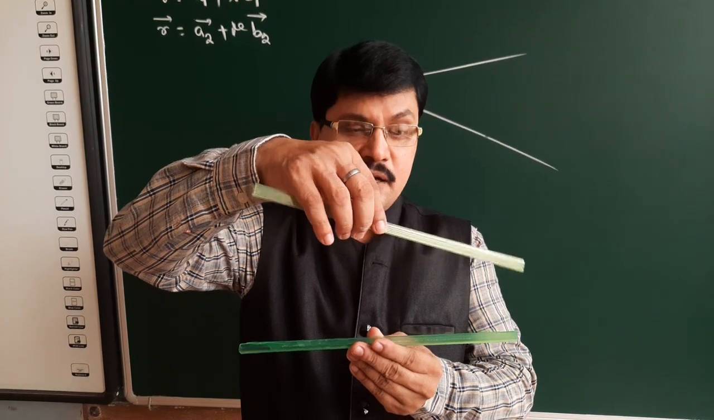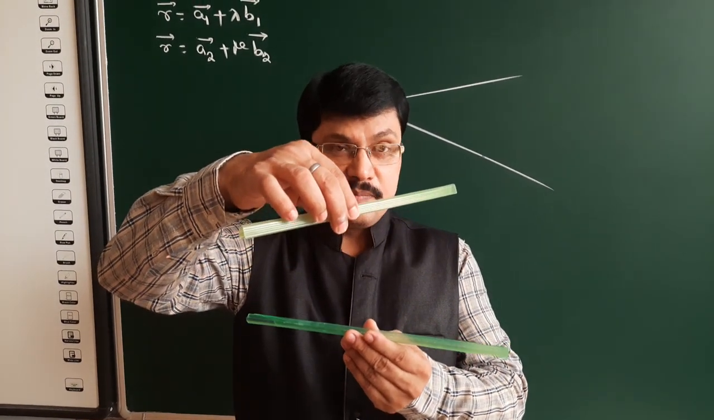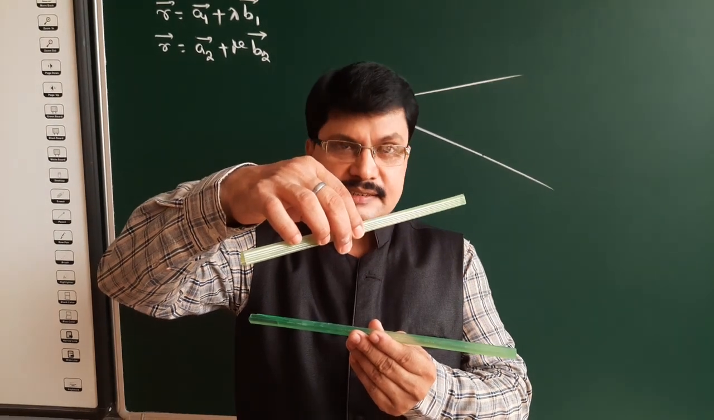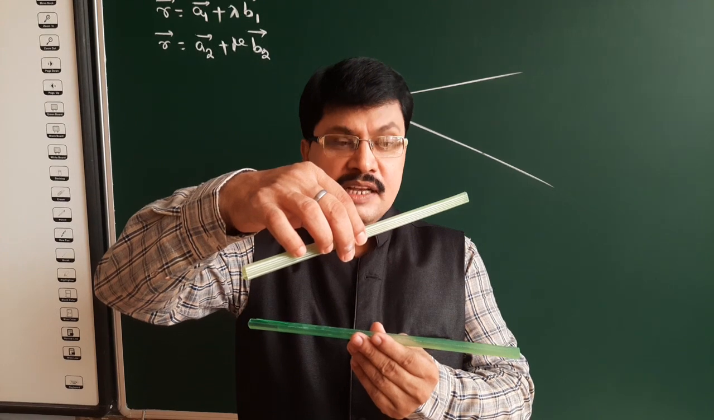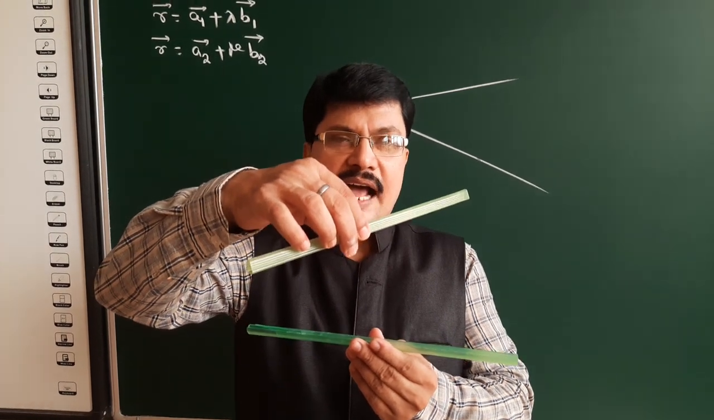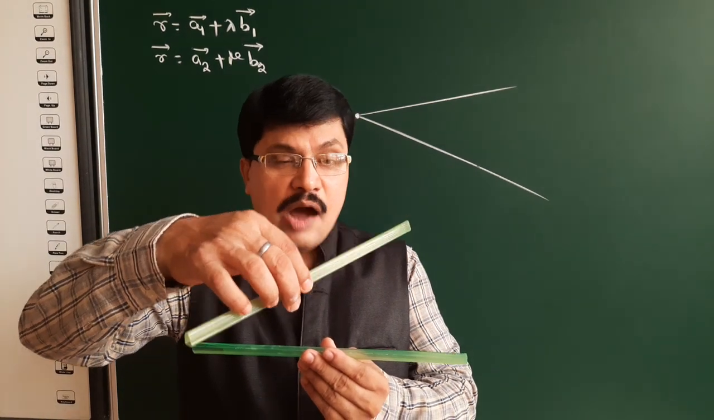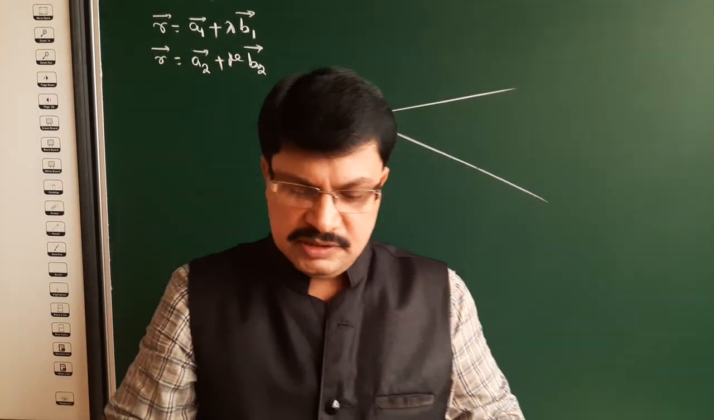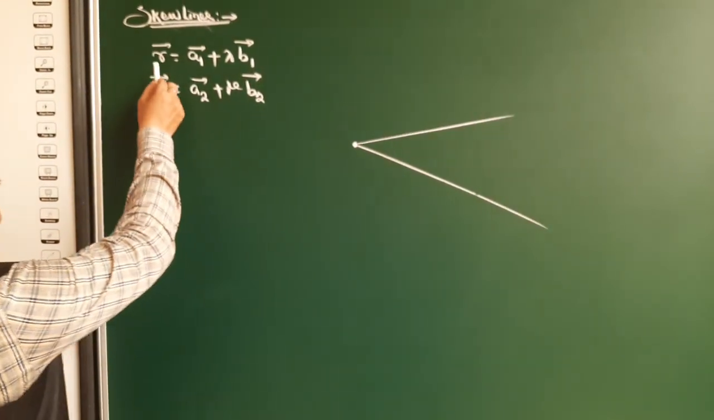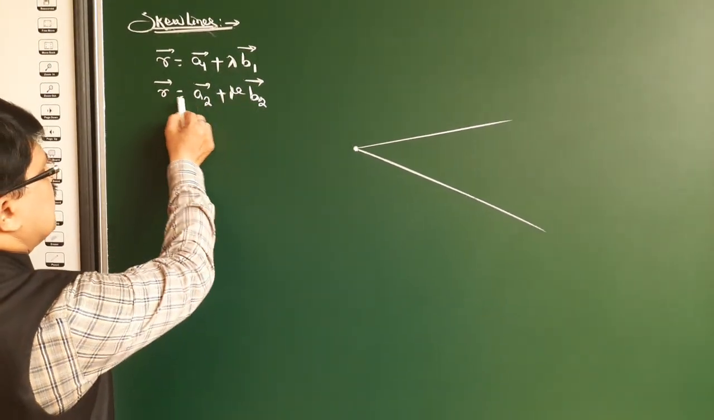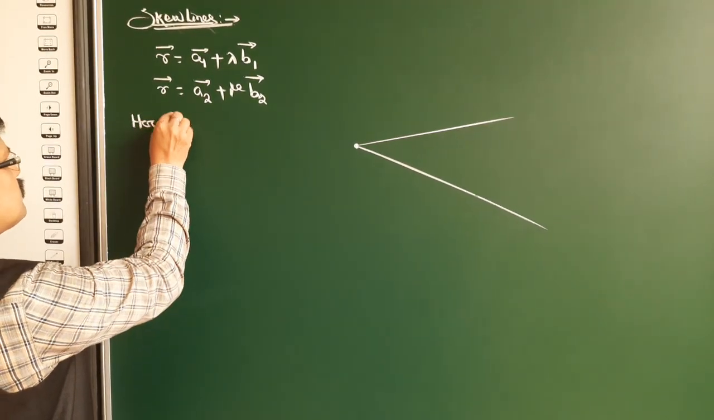But if I do like this, then these two lines are not parallel and do not intersect each other. That means in between these two lines there is a distance. So these two lines are called skew lines. So now the question is, how to find the distance between these two skew lines? Here, you consider r is equal to this, and another line r is equal to this one. So how to proceed in this case?